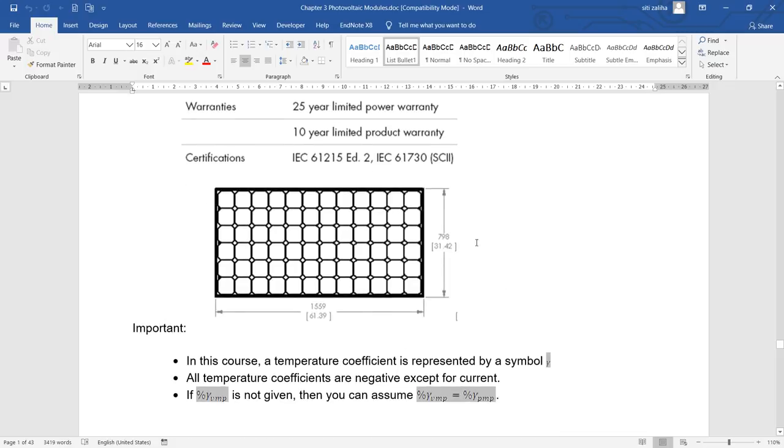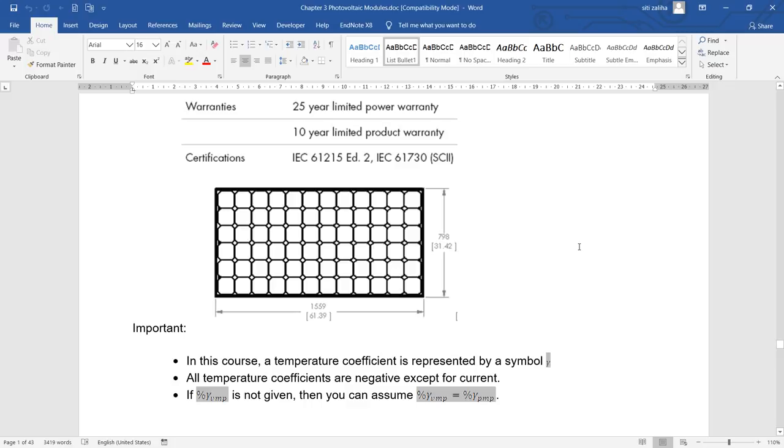So here is the size of the module, including the frame. This is the width of the module and the length of the module. Usually this value is given in millimeter. So this is 1559 millimeter, and here is 798 millimeter.